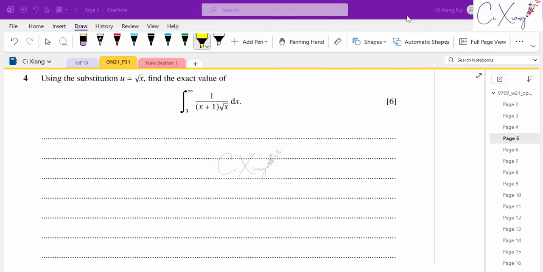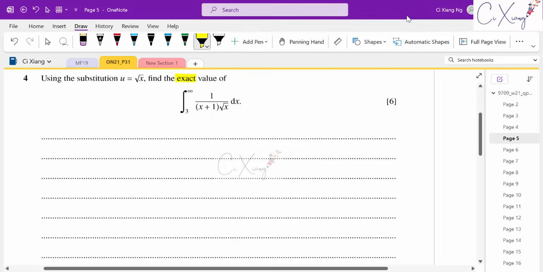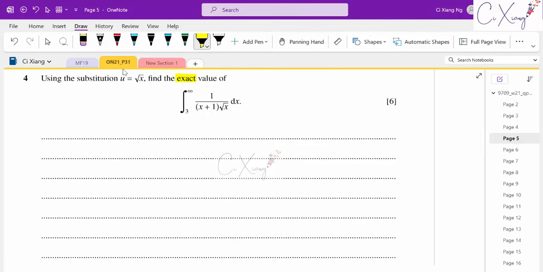Okay, so now we are at question number 4. Using the substitution u equals square root x, find the exact value. Highlight the keyword exact value. Your final answer should be in surd form or pi form. It cannot be in decimal number. And when they say substitution, highlight the keyword substitution also. This is actually the keyword to tell you how to start.